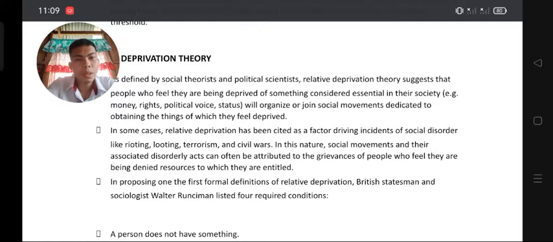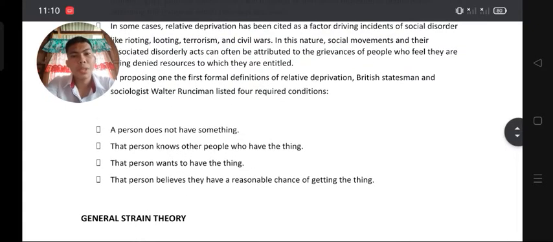In proposing one of the first formal definitions of relative deprivation, British statesman and sociologist Walter Runciman listed four required conditions. A person does not have something. The person knows other people who have the thing. The person wants to have that thing. The person believes they have a reasonable chance of getting that thing.